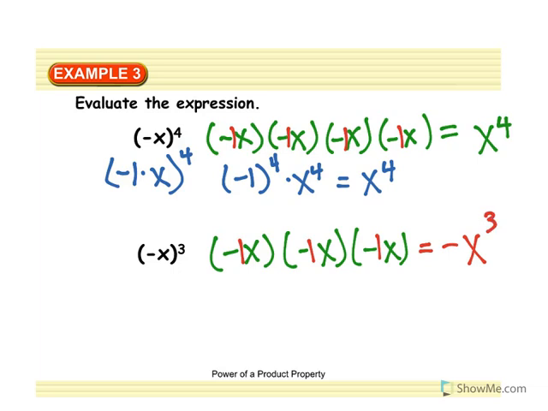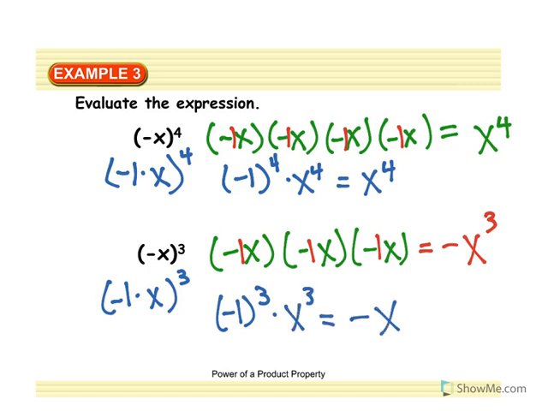And you're going to see the same thing if you decide to use the rule, right? This is negative 1 times x, which is negative 1 to the third times x to the third, and negative 1 to the third is negative 1. So that's going to give us also negative x cubed.